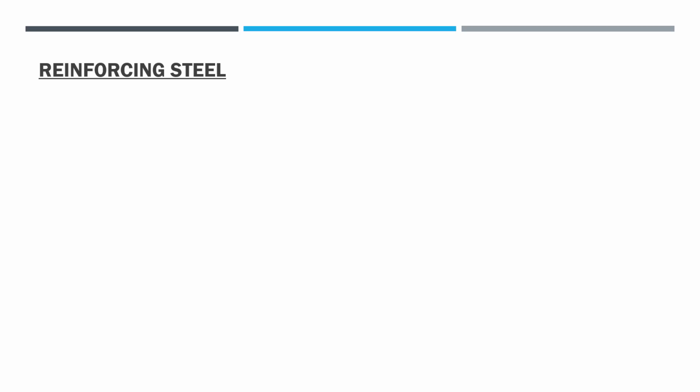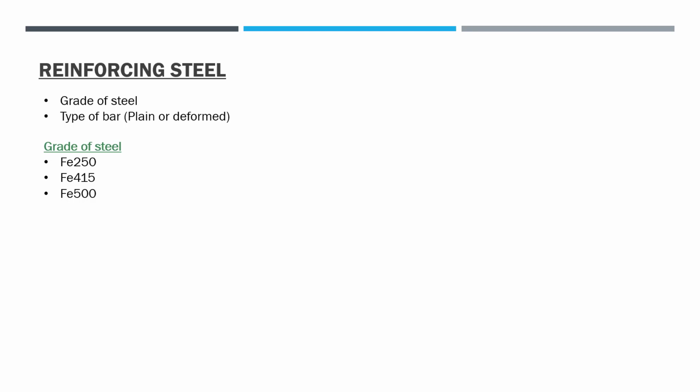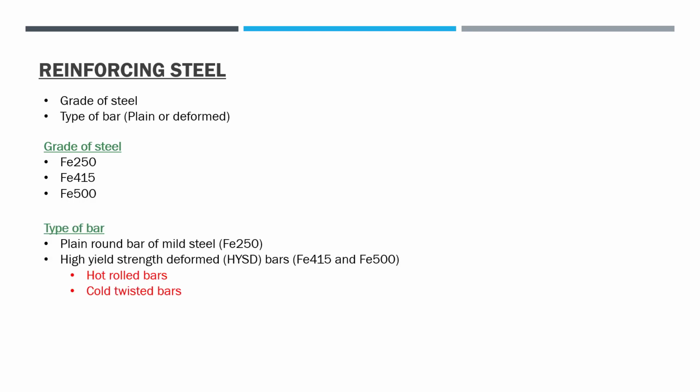Next is reinforcing steel. Reinforcing steel is commonly known by its grade and the type of bar, whether it is plain or deformed. The grade of steel is known by its characteristic yield strength and is designated as Fe250, Fe415 and Fe500, where Fe stands for ferrous material and the number following it represents the guaranteed yield strength in megapascals. Following two types of bars are available in RCC construction. First one is the plain round bar of mild steel, which is of Fe250 grade, and second is high yield strength deformed bars of grade Fe415 and Fe500.